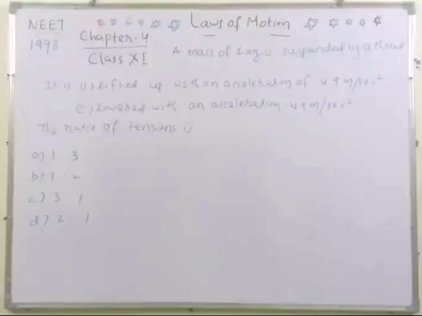Students, this question was asked in the NEET exam 1998 from the chapter Laws of Motion, that is chapter 4 of class 11. A mass of 1 kg is suspended by a thread. It is lifted off with an acceleration of 4.9 meters per second square. Secondly, it is lowered with an acceleration of 4.9 meters per second square. The ratio of tensions is.